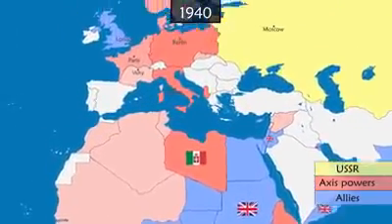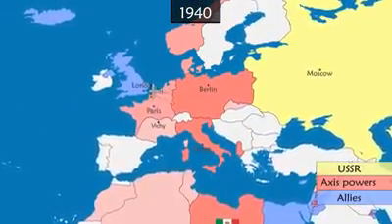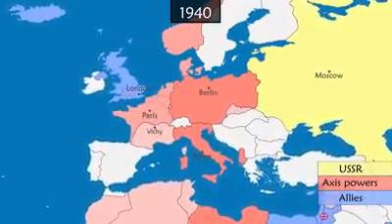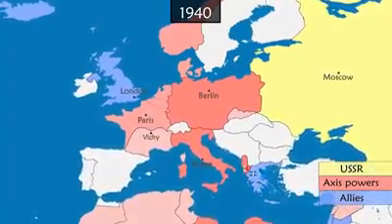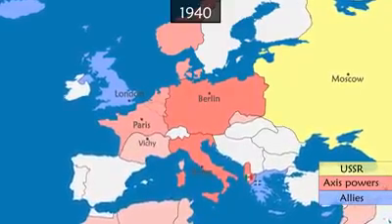While in Europe, despite the massive aerial bombing of British cities, Germany fails to take over the country. Hitler then changes his plans. He now wants to invade the USSR.